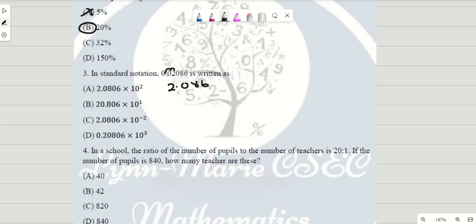We're going to look for those options. B and D would be out. We should multiply by 10 to the power of what? If we are going to the right-hand side, your power will be negative. So this is negative 2. So my answer is C.